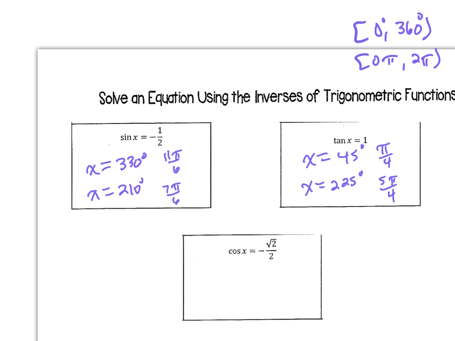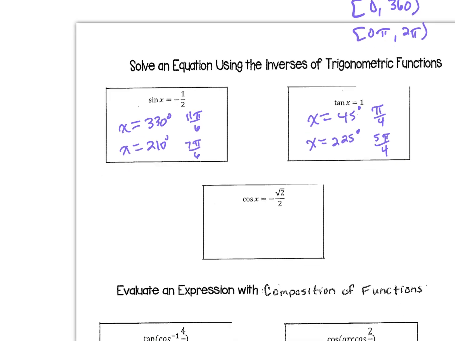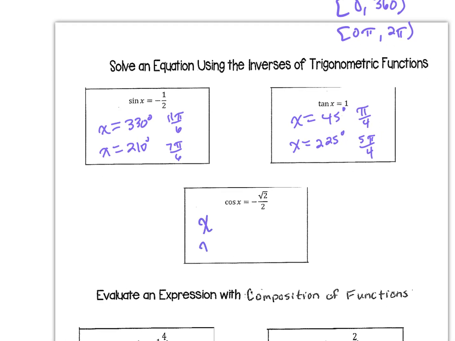Okay, this last one, cosine's negative, so you know you're looking in quadrants 2 and 3. You're looking for where the x value is negative root 2 over 2. Good, 135 and 225. So 3 pi over 4 and 5 pi over 4.